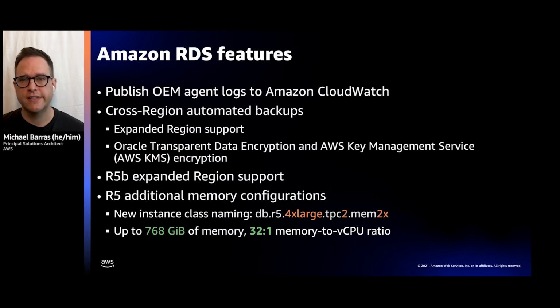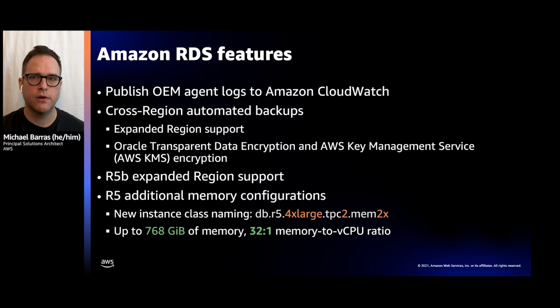Looking at RDS service level features, the team's been pretty busy here as well. For customers using the OEM agent option, agent logs are now available to help you with troubleshooting your cloud control configuration. You can choose to publish these to Amazon CloudWatch logs using the same mechanism that already supports alert and listener logs, as well as trace and audit files.